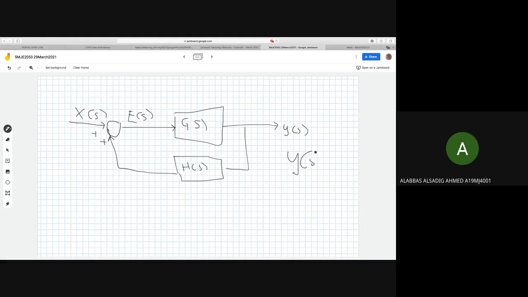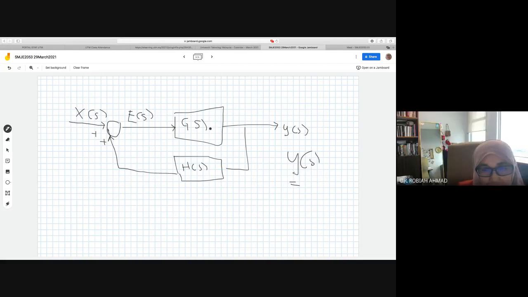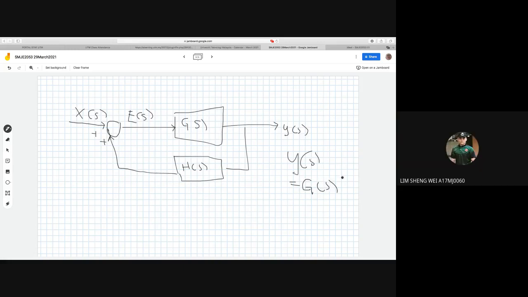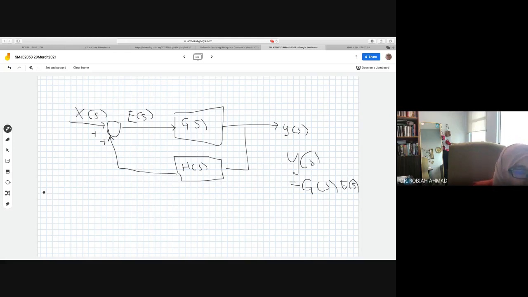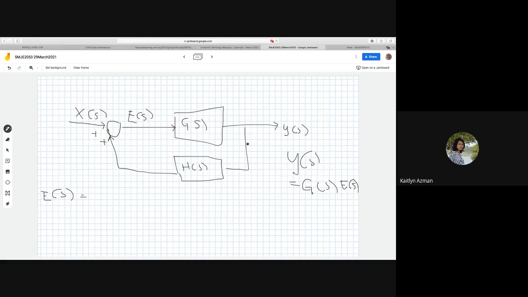YS will be, if we look directly here, YS will be GS times XS ES, right? Times, not plus here. So what is ES, based on the diagram here? YS over GS.